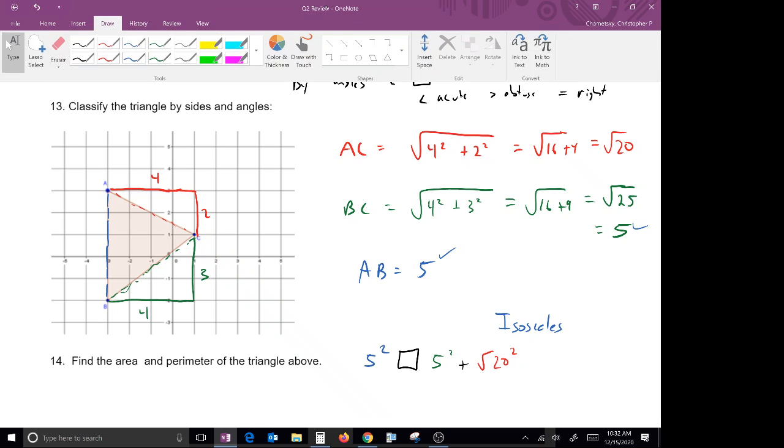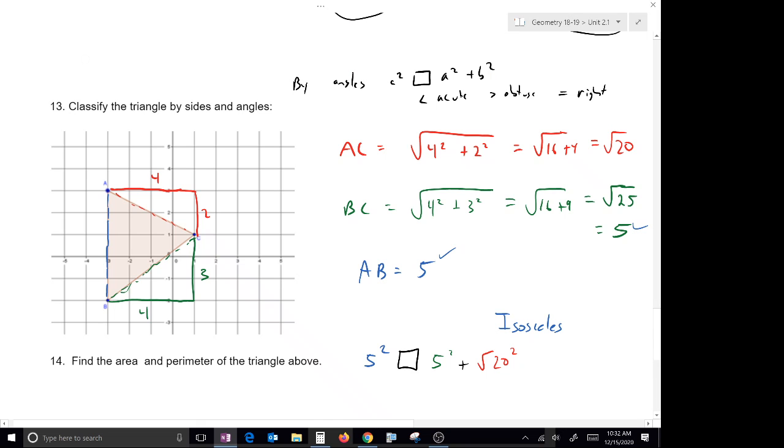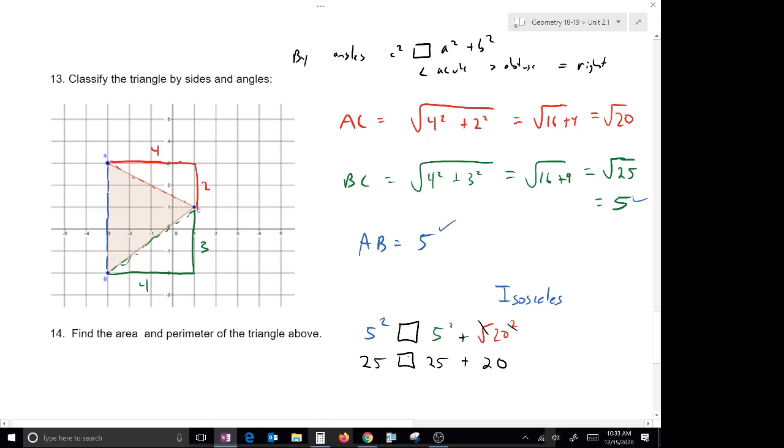Okay, well, 5 squared is just 25. Again here, 25. And then a square root and a square cancel out, so that's just left over with 20. And 25 plus 20 is definitely going to be greater than just 25. Or sorry, 25 is going to be less than 25 plus 20. So since it's less than, it is going to be an acute triangle. So this is an acute isosceles triangle.